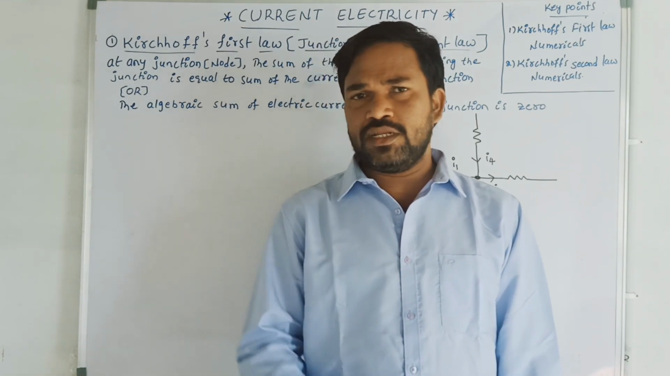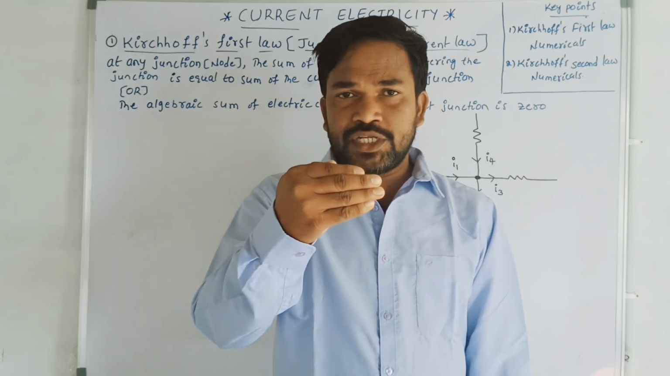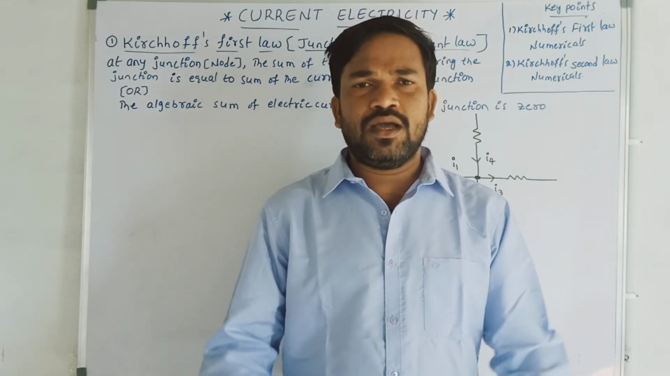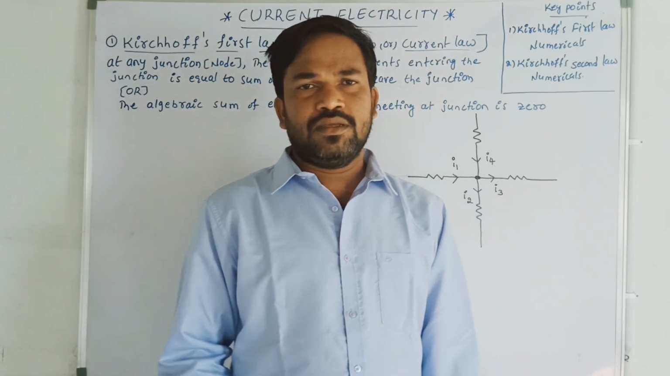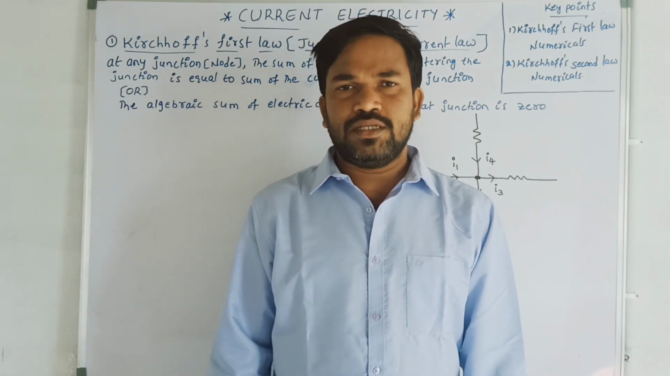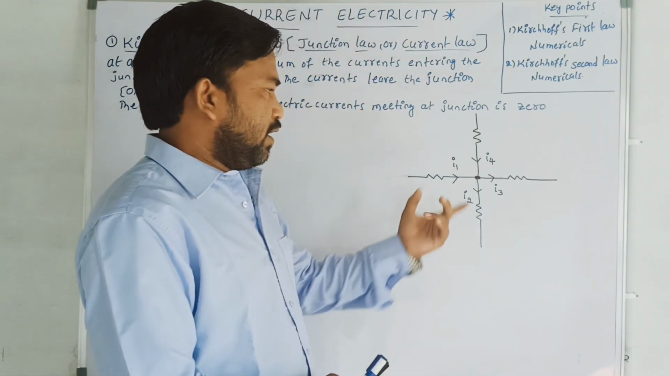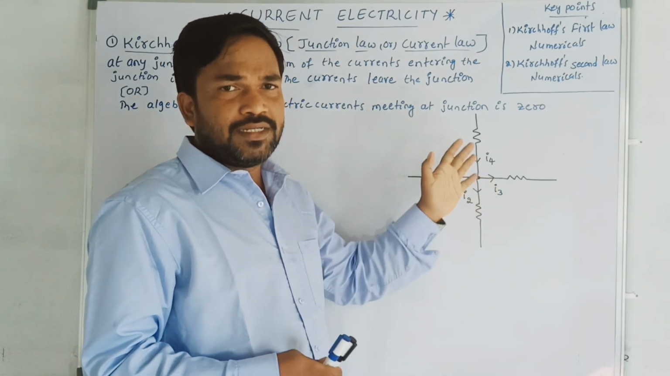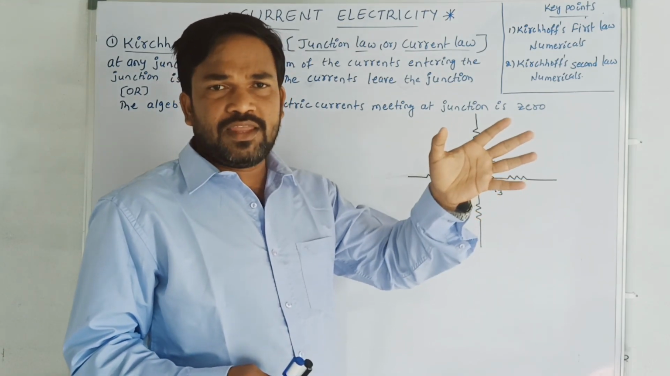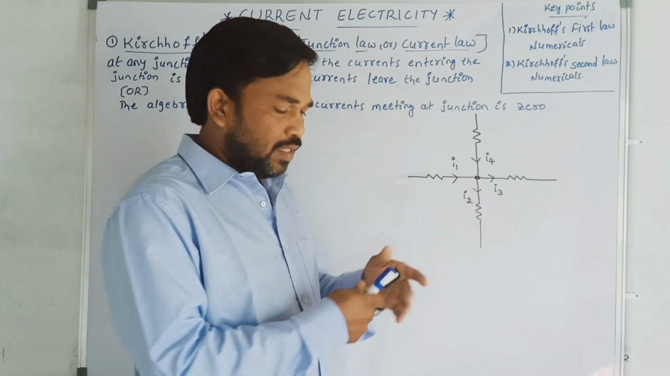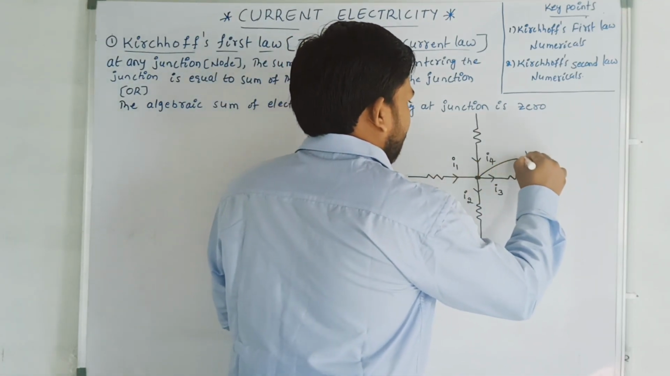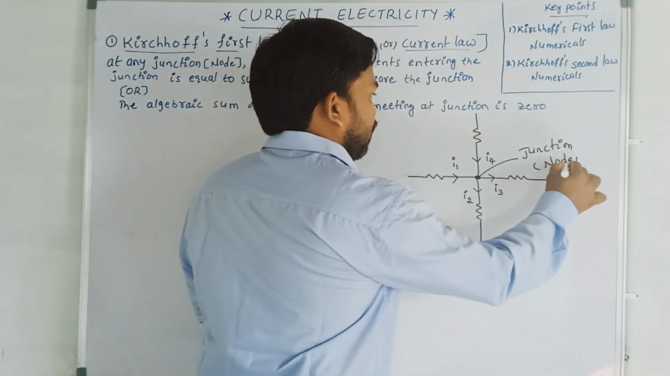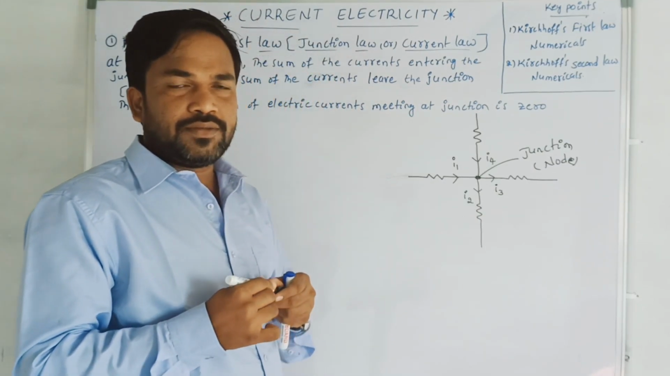That is, at any junction, the sum of the currents entering the junction is equal to the sum of the currents leaving the junction, or the algebraic sum of all the currents at any junction is 0. See, this is a junction. What do you mean by junction? A meeting point or a leaving point. Some currents are coming to that point and some currents are leaving from that point. That is called a junction. This junction is also called a node point or junction point.